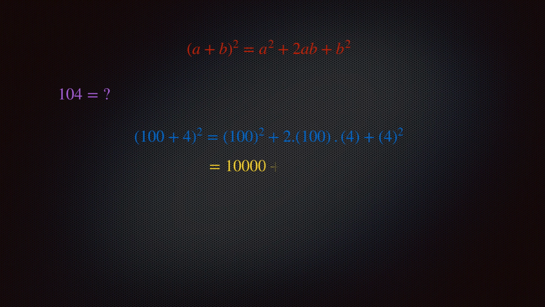Suppose a number is given in the form of a plus b and we have to find its square. So we imagine a square having its edge as a plus b, and we know that the square will occupy an area equal to a plus b whole square, which is given as a square plus 2ab plus b square. Suppose we have to find the square of 104. So we split 104 as 100 plus 4, square it, and we get 100 square plus 2 into 100 into 4 plus 4 square, which gives us 10,000 plus 800 plus 16, which will eventually give us 10,816.